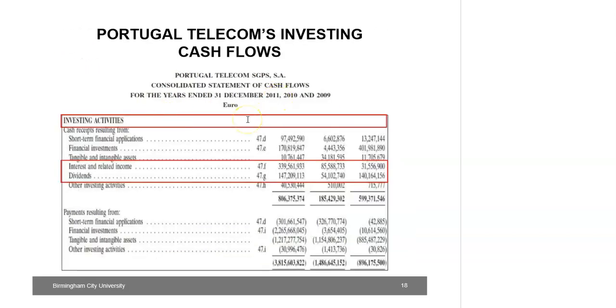Here we have the investing cash flows of Portugal Telecom, and we see that it has reported interest and related income as well as dividends as part of the investing activities. These are income from fixed and equity investments, and under IFRS, Portugal Telecom is reporting them as part of investing activities. However, as discussed earlier, under US GAAP, these can only be reported as operating activities on the cash flow statement.